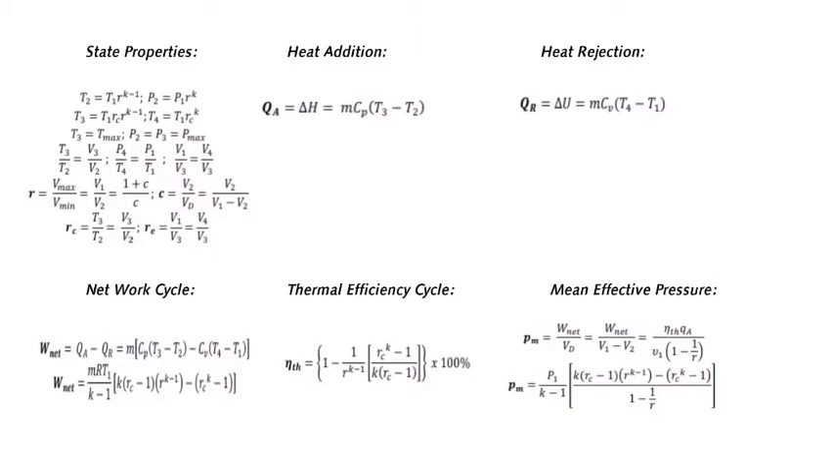Lastly is the formula for mean effective pressure, which we have two, which are PM is equal to W net over VD is equal to W net over (volume 1 minus volume 2) is equal to nth multiplied by QA over volume 1 multiplied by (1 minus 1 over r). The other one is PM is equal to pressure 1 over (k minus 1) multiplied by [k multiplied by rc minus 1 multiplied by r raised to k minus 1 minus rc raised to k minus 1] all over (1 minus 1 over r). Now that we know the different formulas, let us give a sample problem.